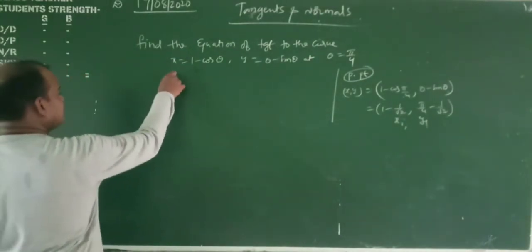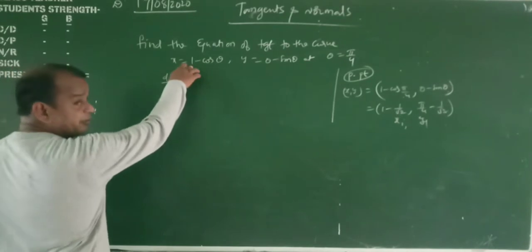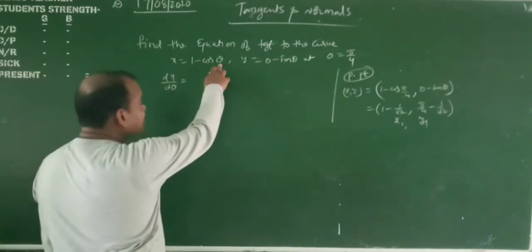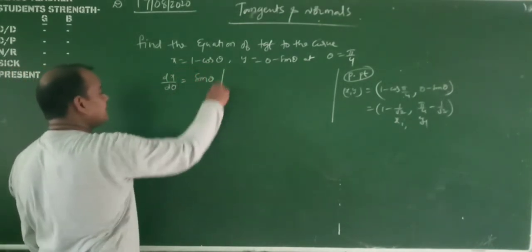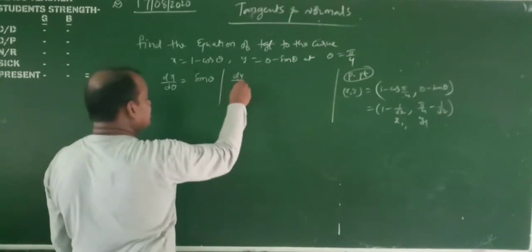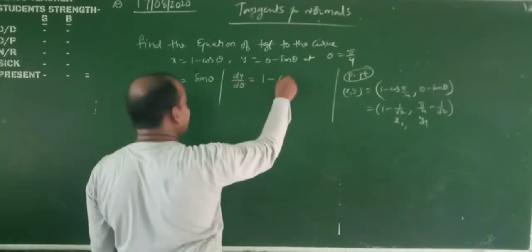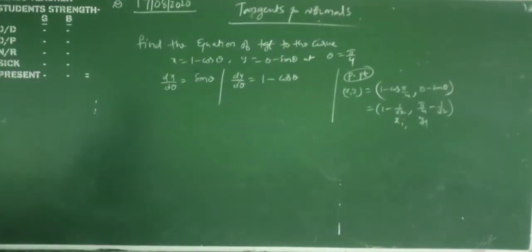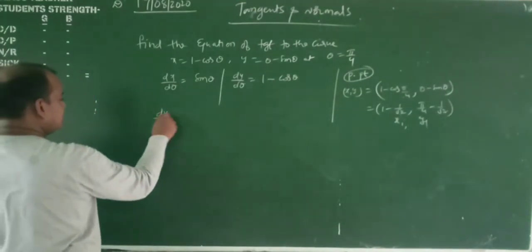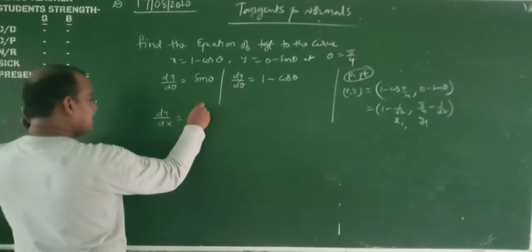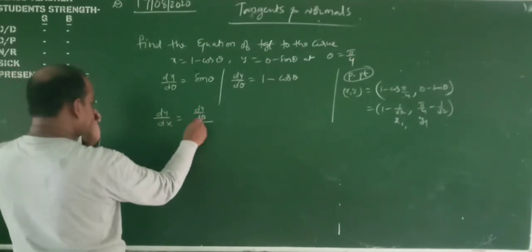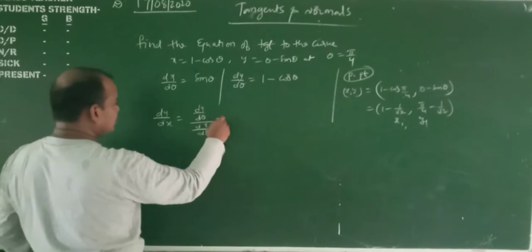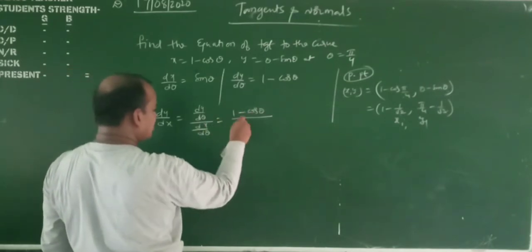Differentiating with respect to theta, dx by d theta is equal to 1 derivative 0, cos theta derivative minus sin theta. Already minus is there, means plus sin theta. dy by d theta is equal to theta derivative 1, minus sin theta derivative cos theta. Okay, my dear students. Now dy by dx is equal to dy by d theta by dx by d theta, that equals 1 minus cos theta by sin theta.